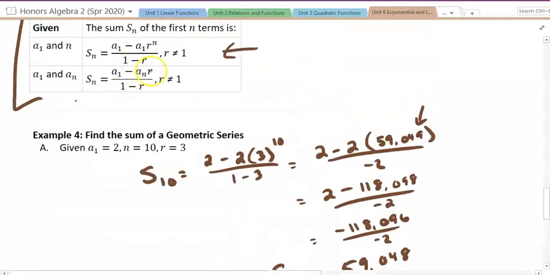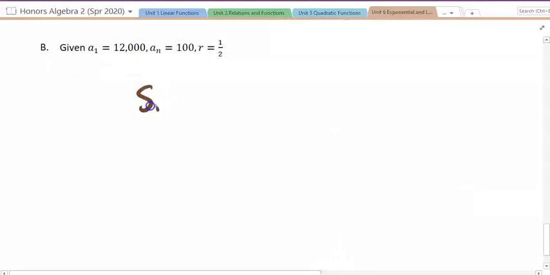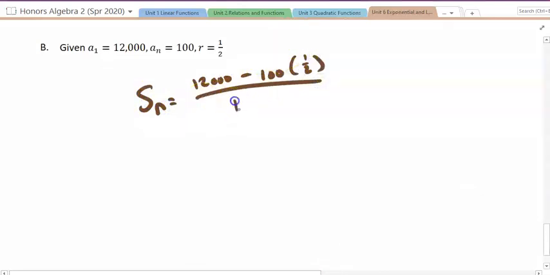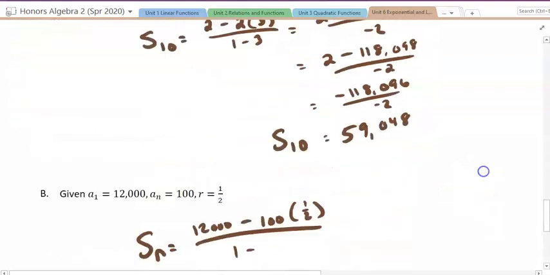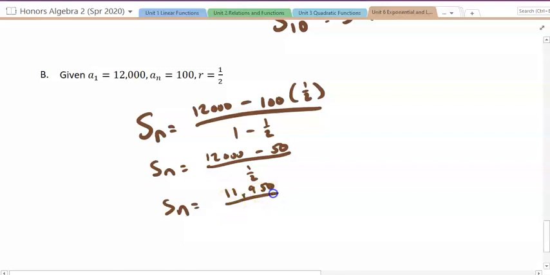And so plugging into this formula, coming back up, a sub 1 minus a sub n times r. So s of n is equal to a sub 1 minus a sub n times the r over 1 minus the r. And so s of n is equal to 12,000 minus 50 over a half. And so s of n is equal to 11,950.